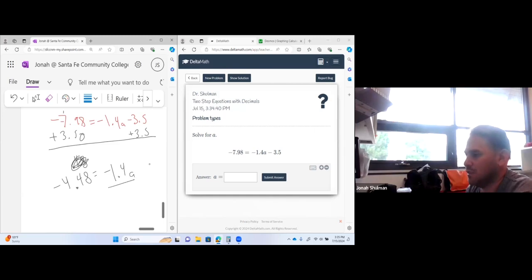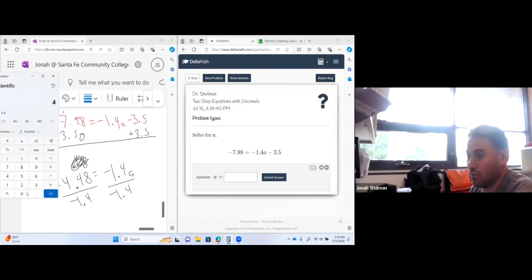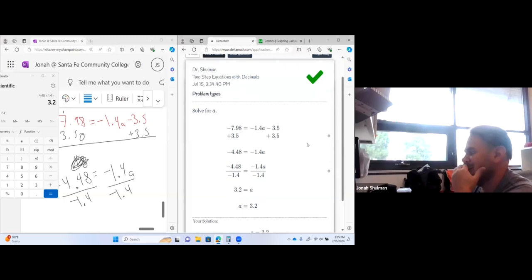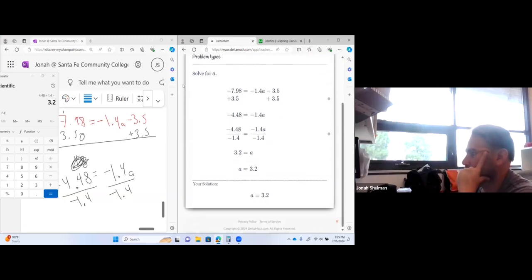We divide by negative 1.4. And we know this is just going to get tougher. But two negatives make a positive. And I believe it is 4. 4.48 divided by 1.4, 3.2. That's okay. I was close. These are all the steps.